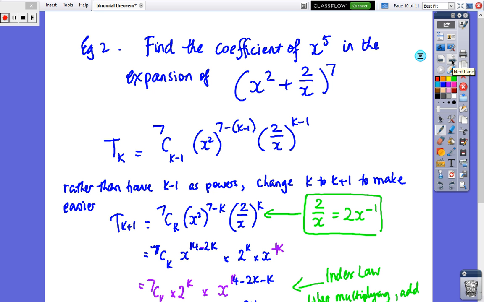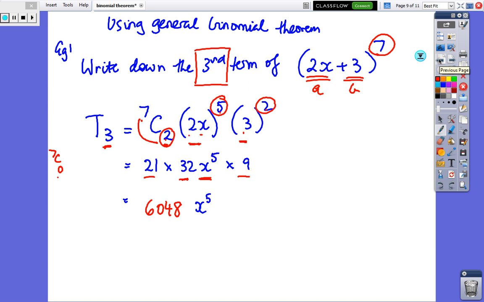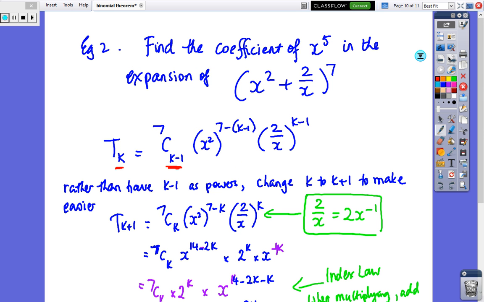So here's a harder one. Find the coefficient of x^5 in the expansion of this expression to the power of 7. Now, just have a look and then I'll make it a little bit easier. So if you just put k there, then we have to subtract 1 because, like we did on the previous slide, if we want the third term, we subtracted 1. So if you subtract 1, you get k minus 1, and then you get all these messy k minus 1s.